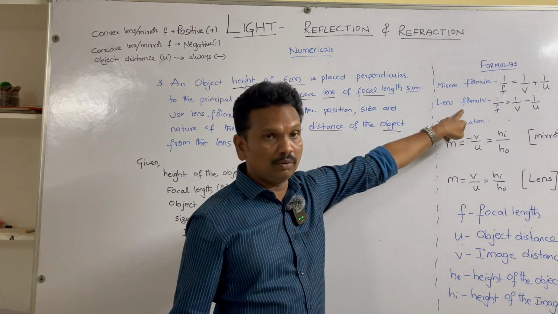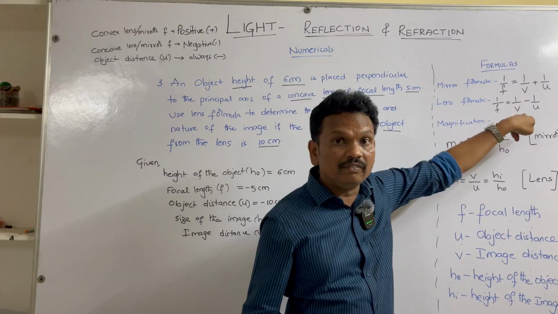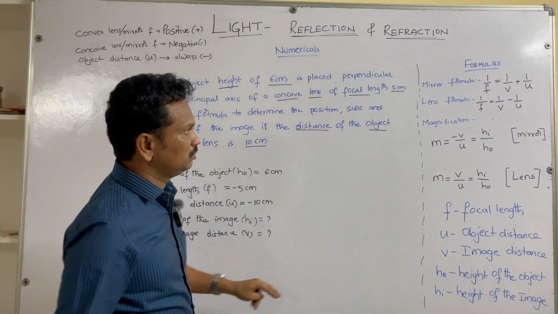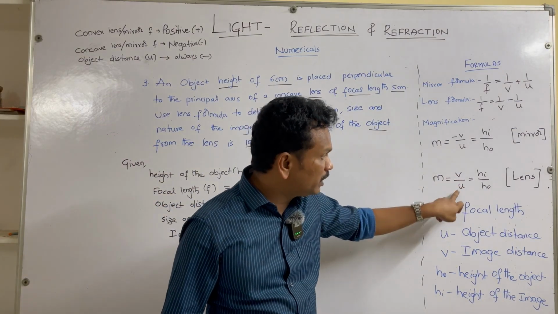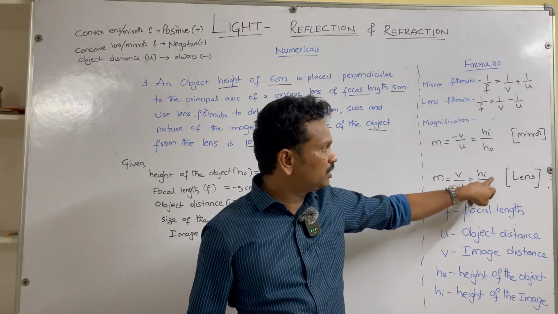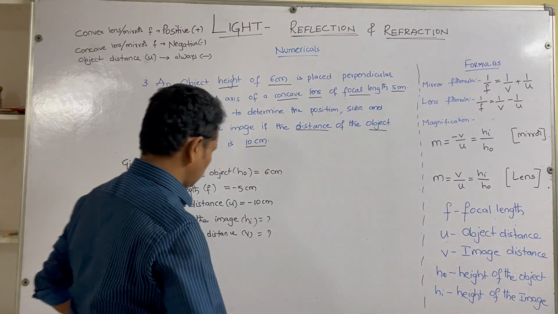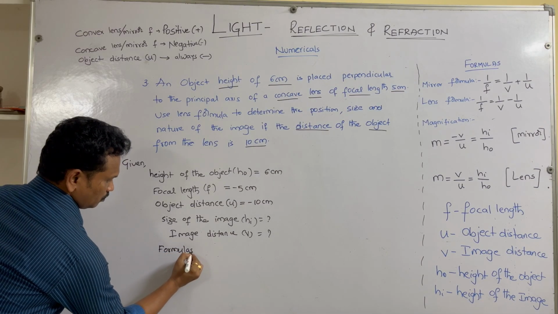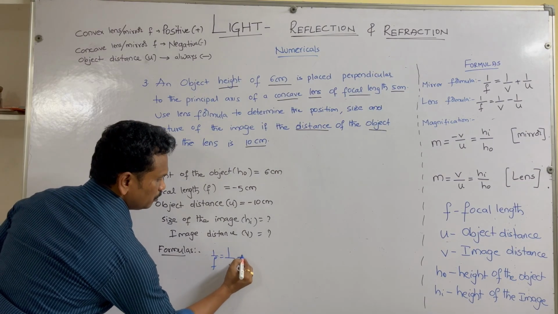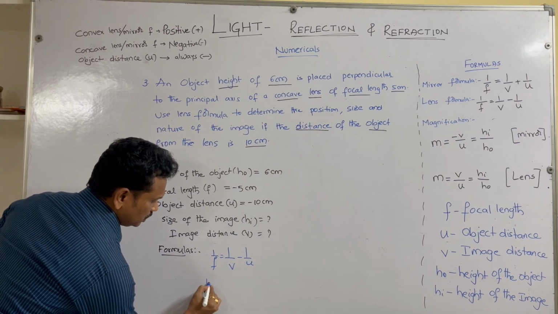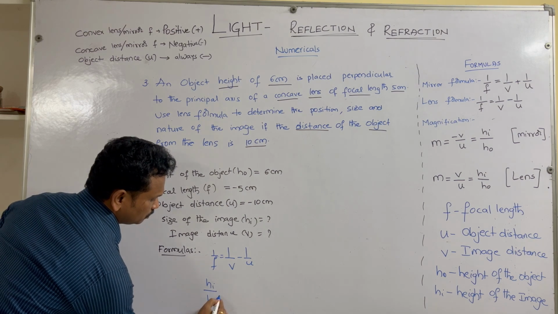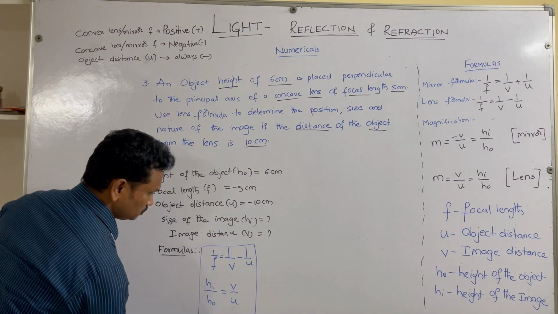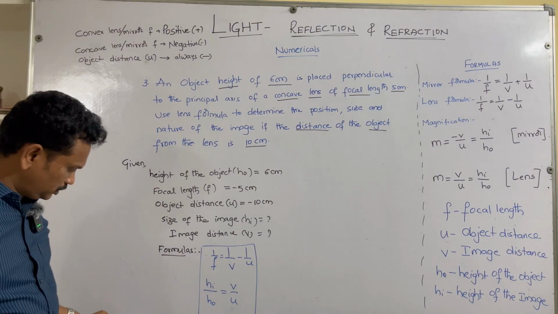Lens formula: 1 by f equal to 1 by v minus 1 by u. Then magnification for lens, m equal to v by u, which is equal to height of the image by height of the object. See formulas: 1 by f equal to 1 by v minus 1 by u, and height of the image by height of the object equal to v by u. These two formulas we need to use.